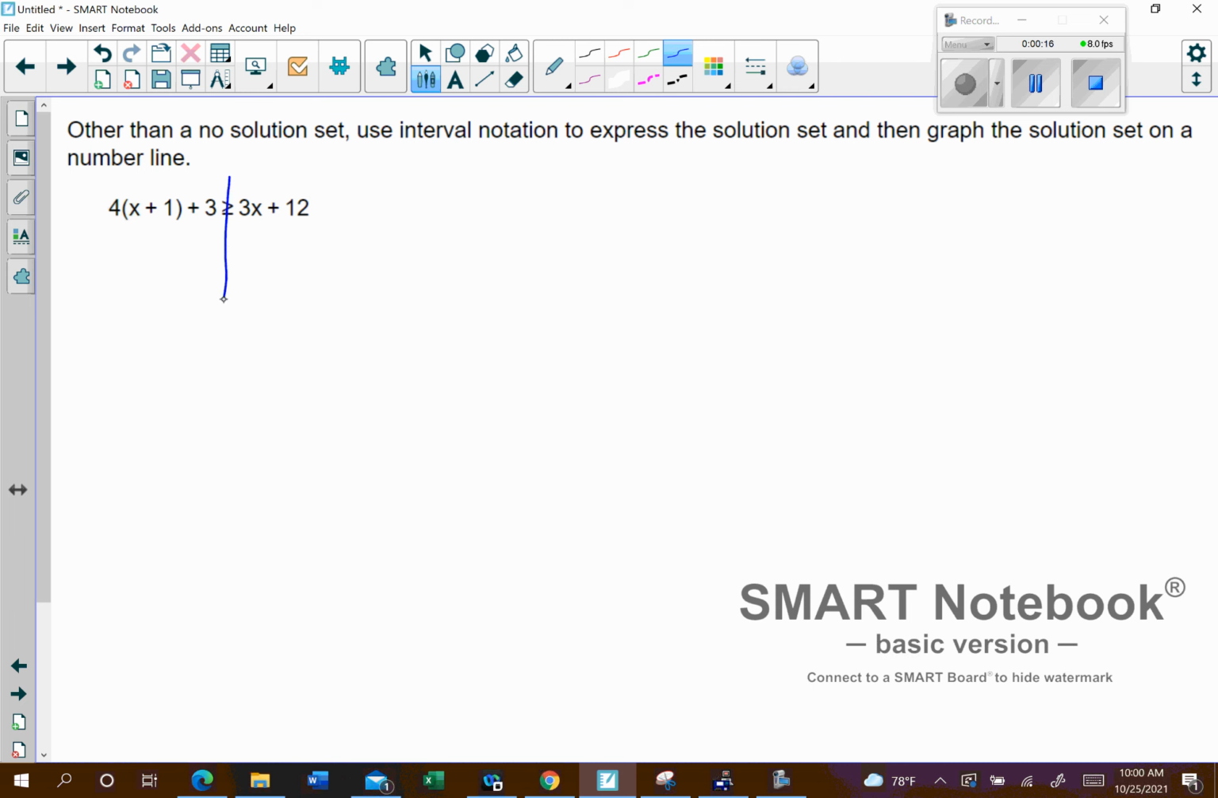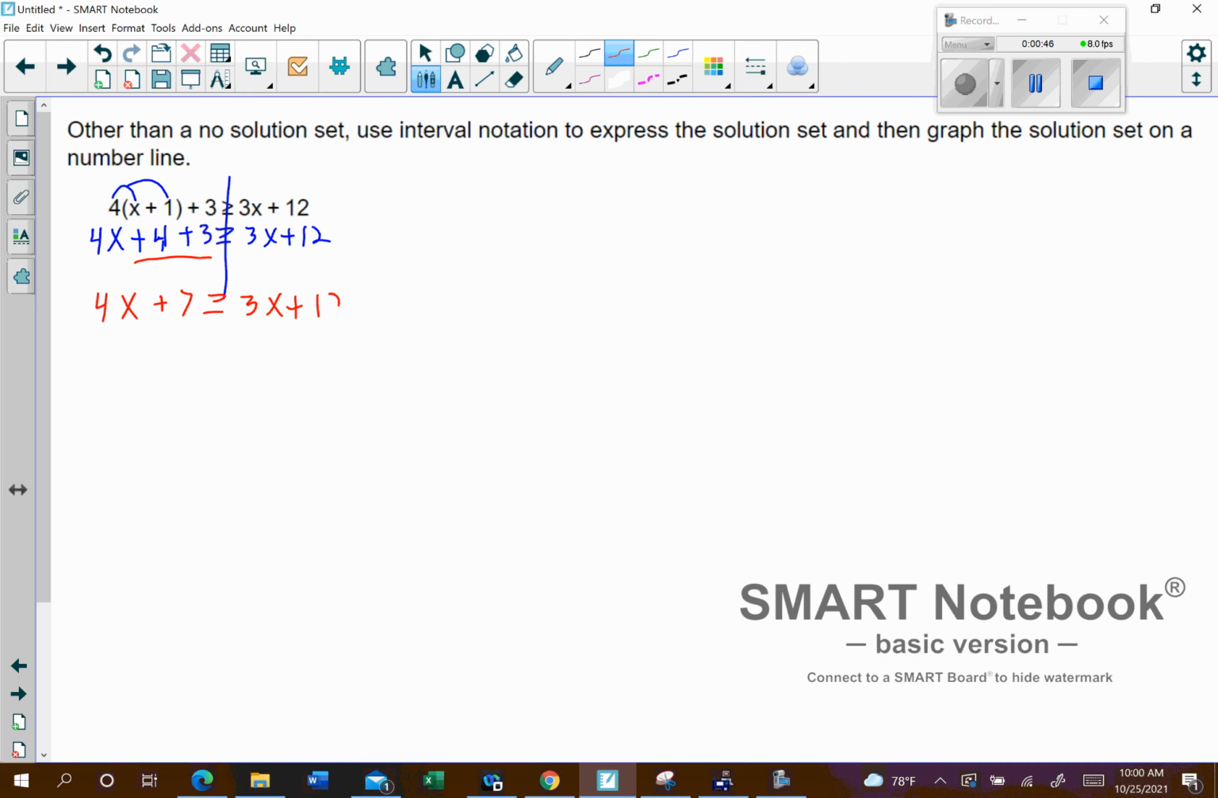So I like to draw a line to separate the two sides, and so you want to distribute if there's any of that that needs to happen. So let's see, this will be 4x plus 4 plus 3, and then greater than or equal to 3x plus 12. And so if we have any like terms, we'll combine them, and we can on the left. Let's see, that'll become a plus 7 when we combine the 4 and the 3.